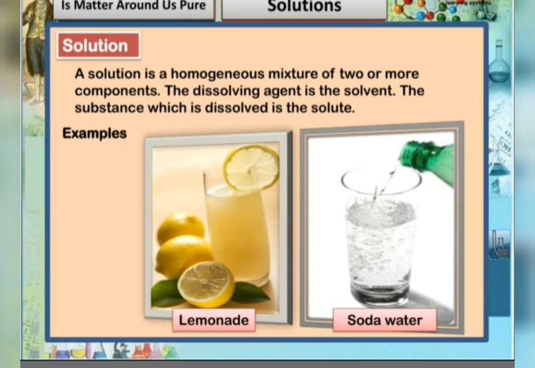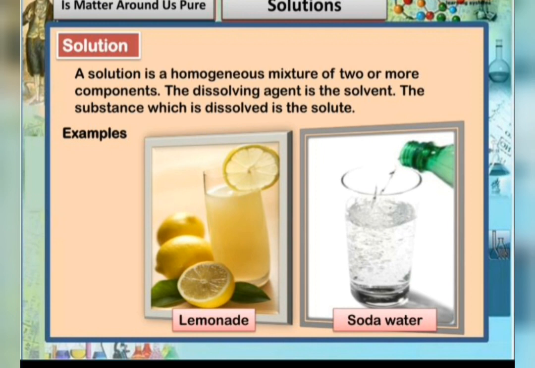Now, today we are going to discuss solutions, suspensions and colloids, which differ actually in the size of solute particles, the size of dispersed particles. And we'll discuss all the three in detail one by one. So, let's start with the solutions.